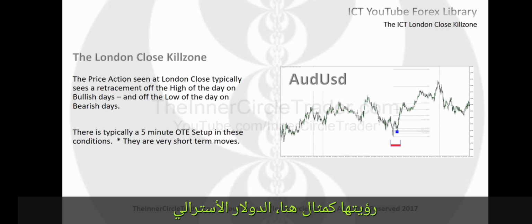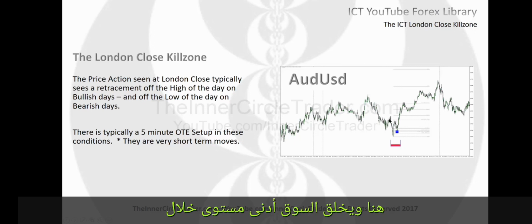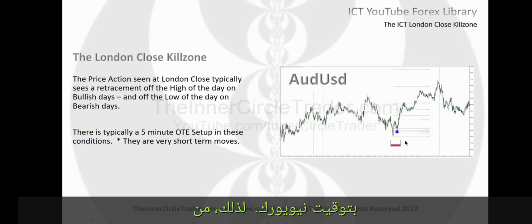But you can see as an example here, the Aussie dollar, we have the ICT London Close Kill Zone in here, and the market creates the low of the day, as we would expect. Then it gives us an optimal trade entry long and trades higher. Now this gives us a rather easy 20 pips in here. On this particular day, they won't always look like this, but it's important to see how the daily range is encapsulated. The highs or lows are generally formed between 10 o'clock and noon New York time.